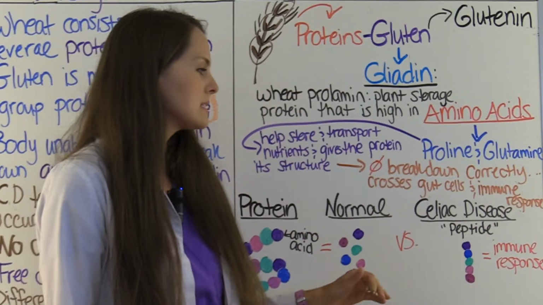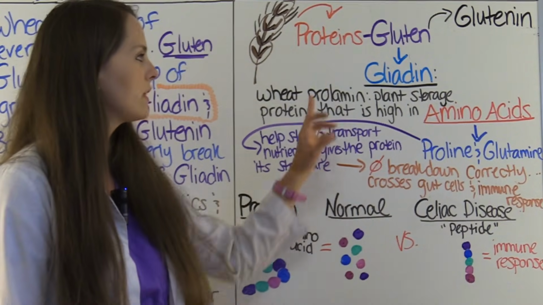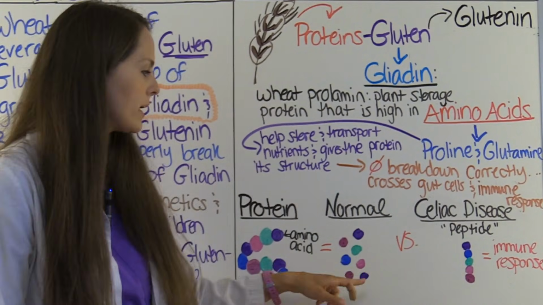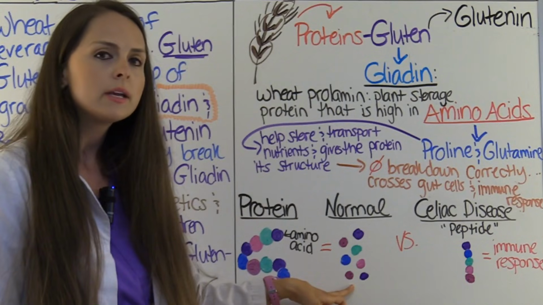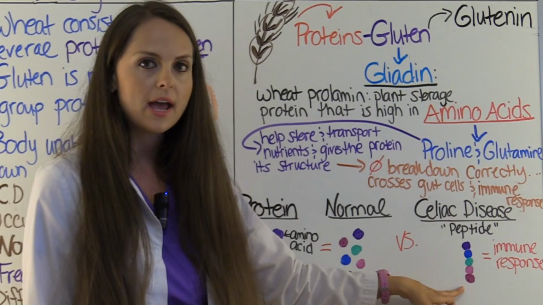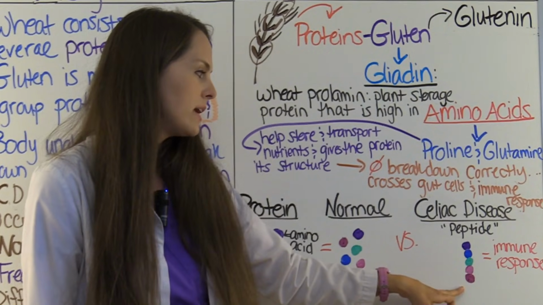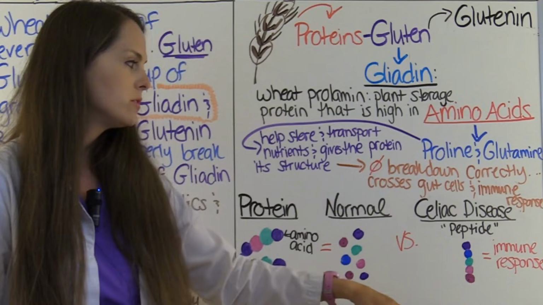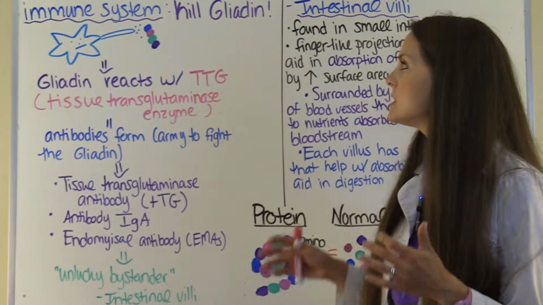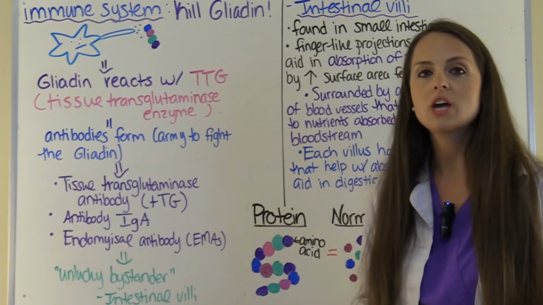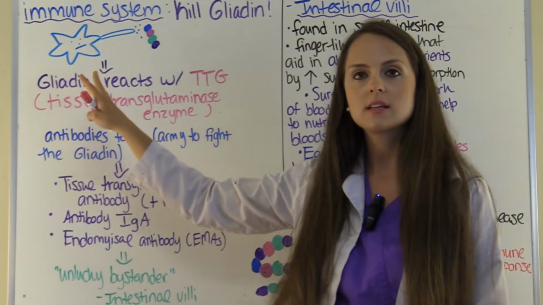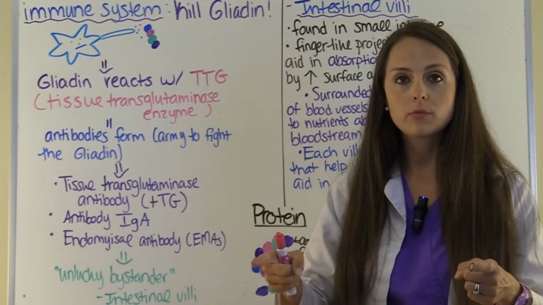Well, in celiac disease, that's not what happens. Whenever they ingest that gliadin protein, the amino acids that break up the gliadin don't break apart into single little amino acids. Instead, it breaks down into a short little chain known as a peptide. And whenever this crosses that cell, the immune system proceeds to attack it. When the immune system does this, its main objective is to kill this gliadin. So the immune cells see the gliadin and it's like, we've got to get rid of you.